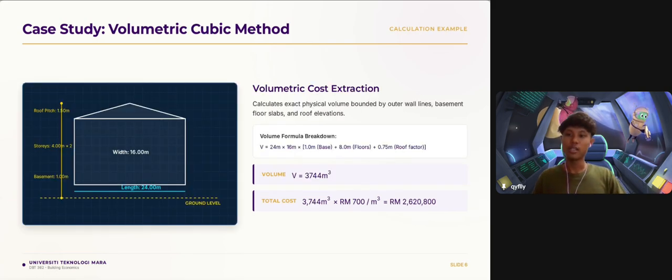Next is an example of the cubic method. Here we calculate the total volume of a building that is 24 meters long and 60 meters wide. By adding up the height of the basement, floor, and roof factor, we get the total height multiple. This gives us a total volume of 3,744 cubic meters, multiplied by a historical rate of RM 700 per cubic meter. The cost is 2,620,800 ringgit.